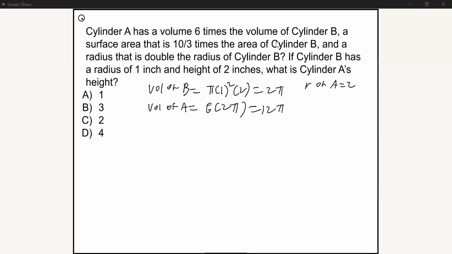And we're looking for H. So we should be able to find it now, right? So we have 12 pi equals pi 2 squared H. Then we can divide out the pi's. We get 12 equals 4H. H equals 3. And as you can see, right, we never even had to use 10/3 times the area of cylinder B. But just for thoroughness sake, let's see what we did if you want to do surface area instead of volume, right? So let's do surface area of B.